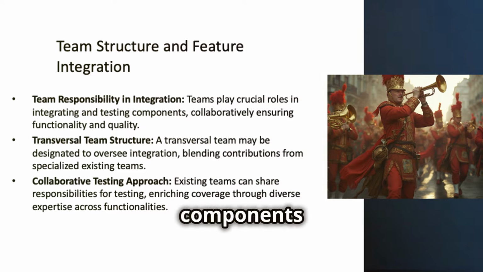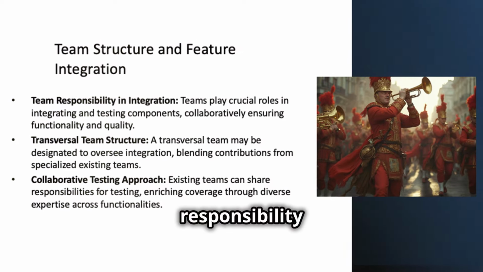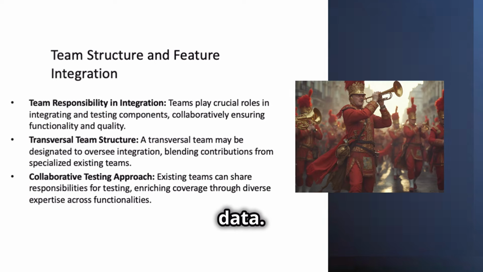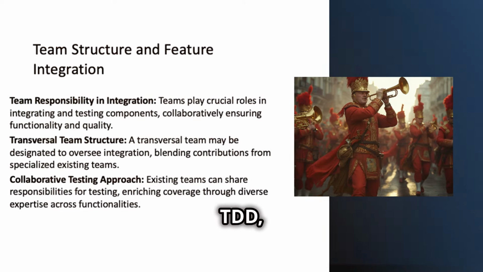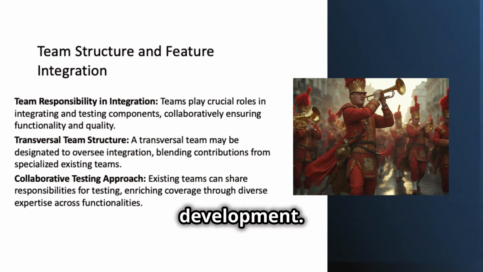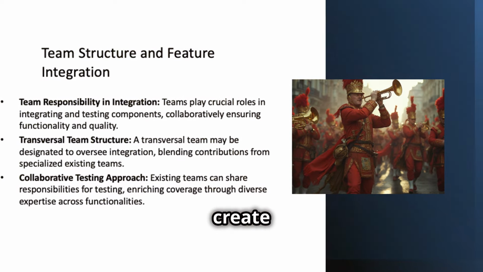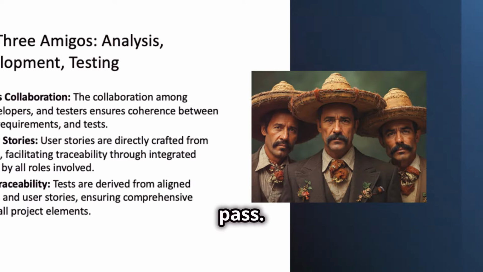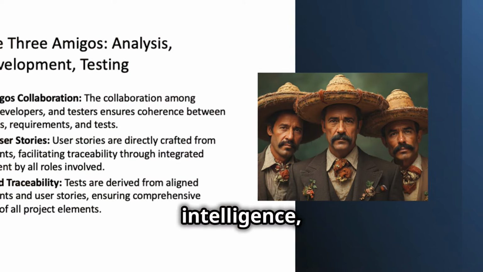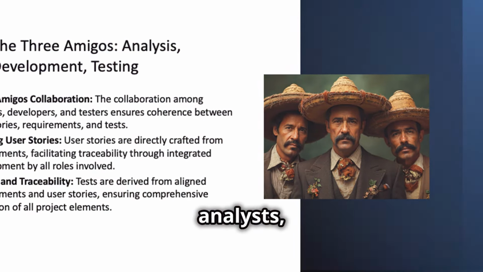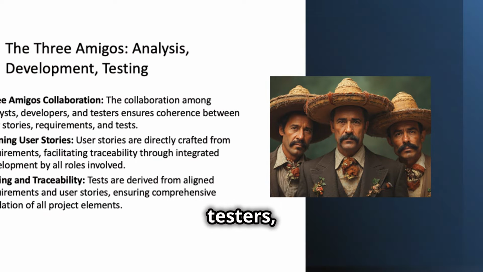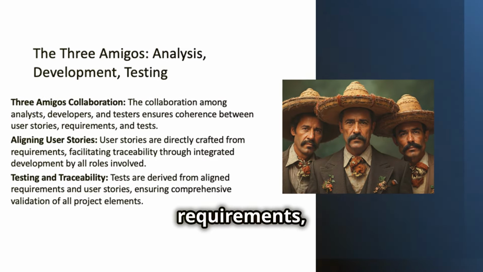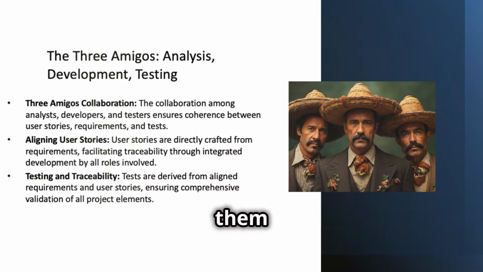Each team delivers components to the game, takes responsibility for their components, and tests them in standalone mode using mock data. This kind of testing is often part of TDD, test-driven development. Initially, the intention was to create the test cases and afterwards create software to make the tests pass. But with the introduction of artificial intelligence, the Three Amigos, analysts, developers, and testers work simultaneously on their work products and afterwards change requirements, code, and test scripts to make them fit.